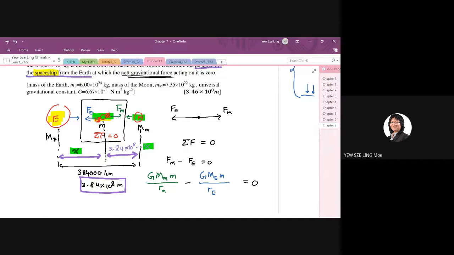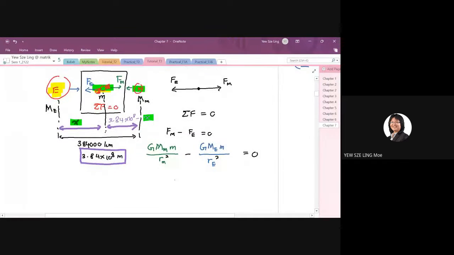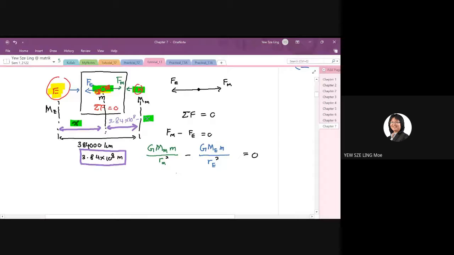So what do we want to do now? Just now I left out the square. So what am I going to do now? I'm going to substitute the value into the equations. But if you look at this equation, I'm just going to rearrange it first.